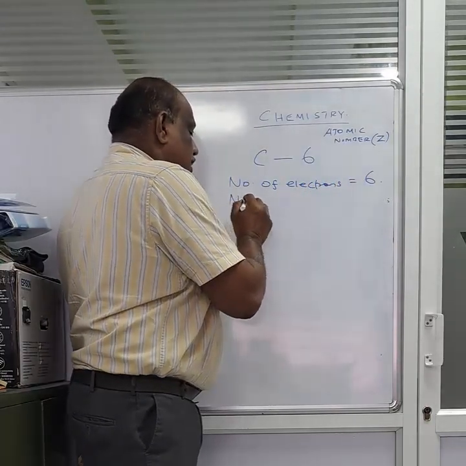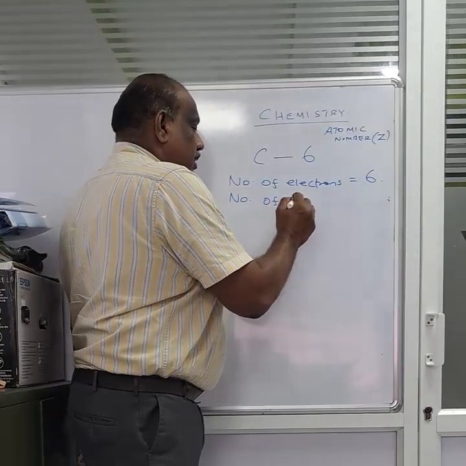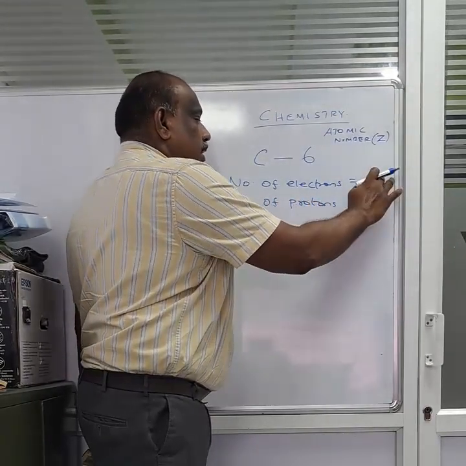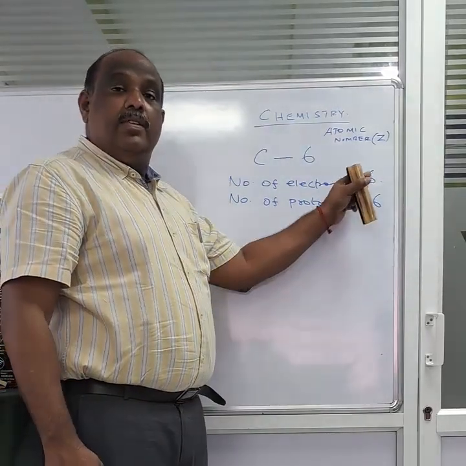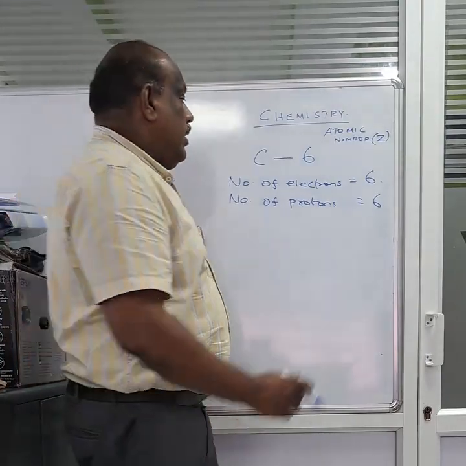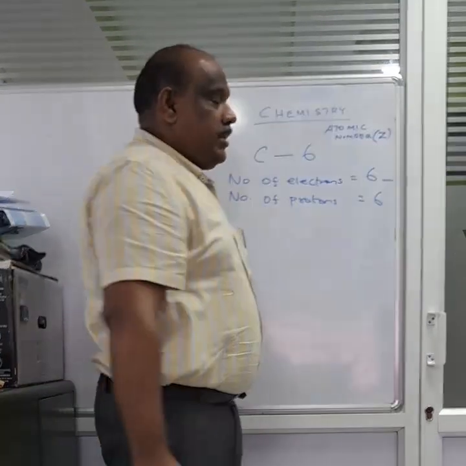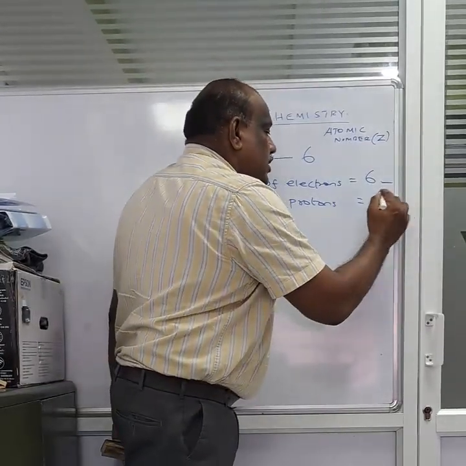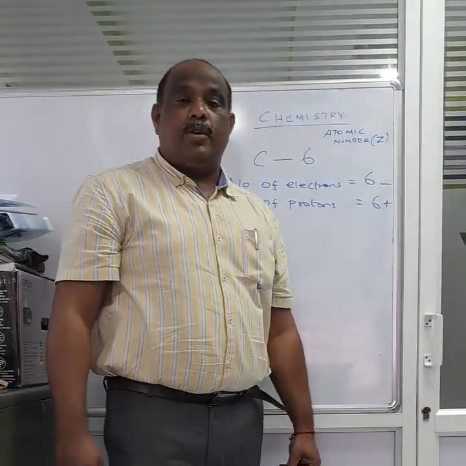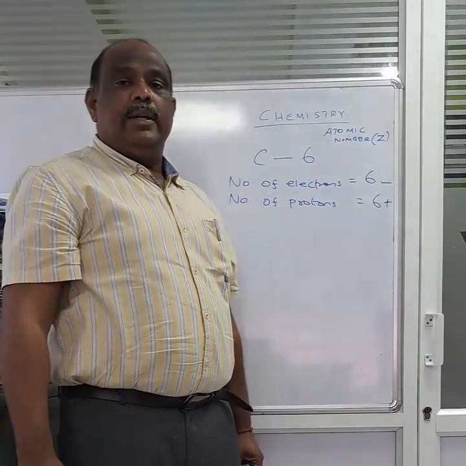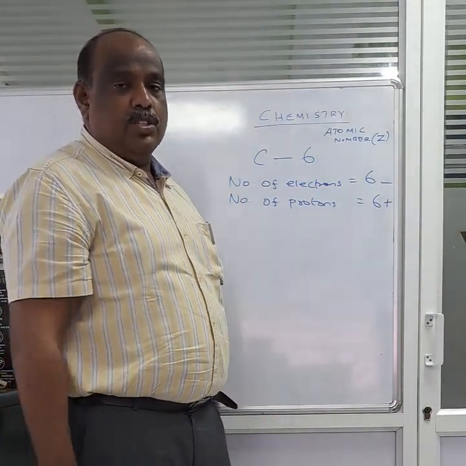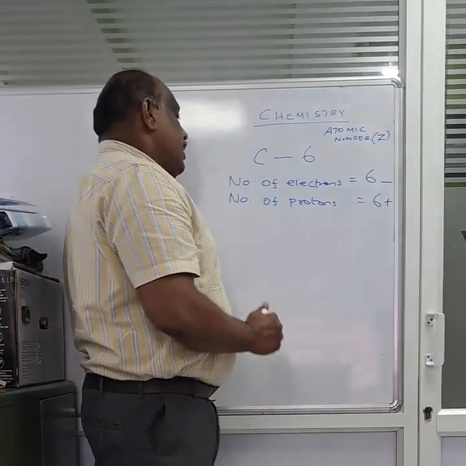What is the number of protons? Yes, you are right. It is 6 only. Why should this also be 6? Then only they will balance each other, and the charges will become neutral. 6 electrons means 6 negative charges, 6 protons means 6 positive charges. When I add these two, the charge will become zero. The carbon atom is neutral because an atom is generally neutral in nature. It is not of ionic form.